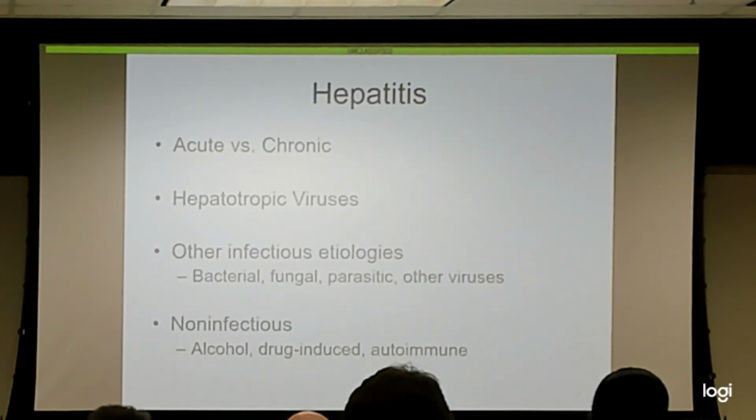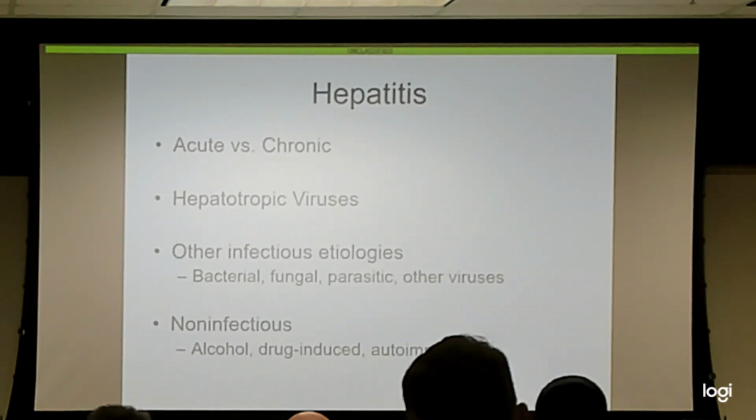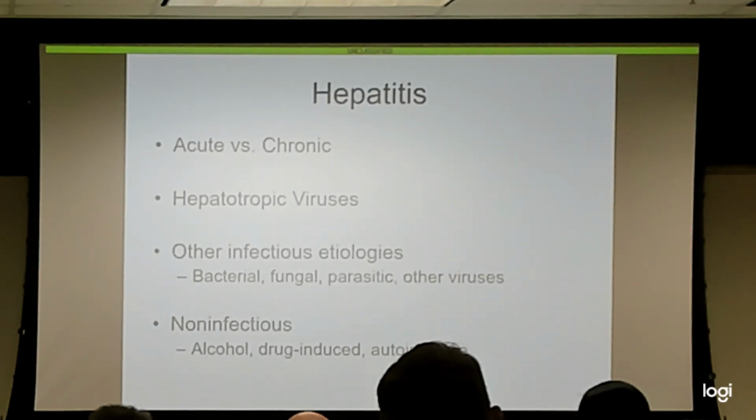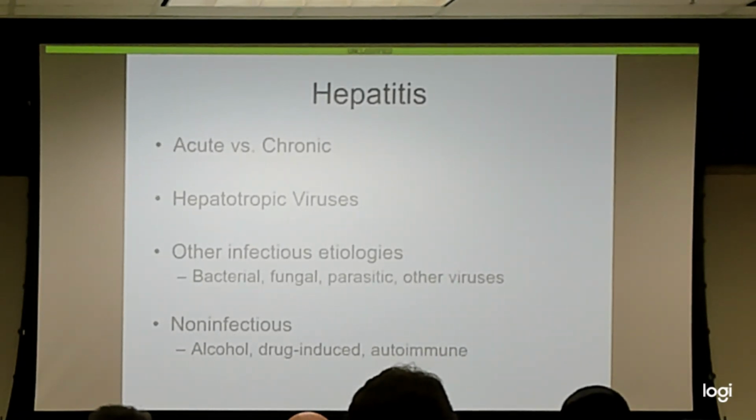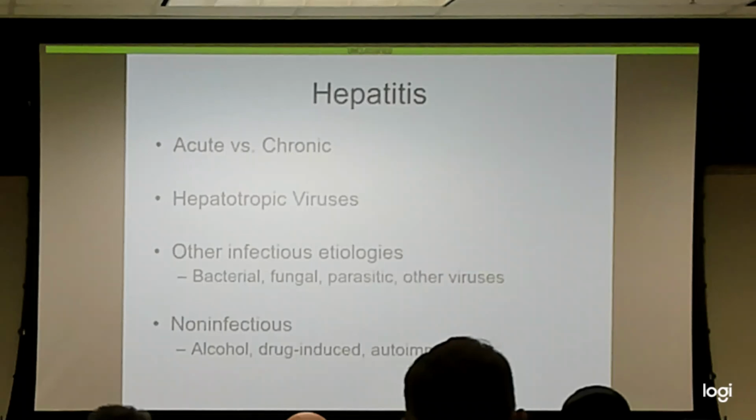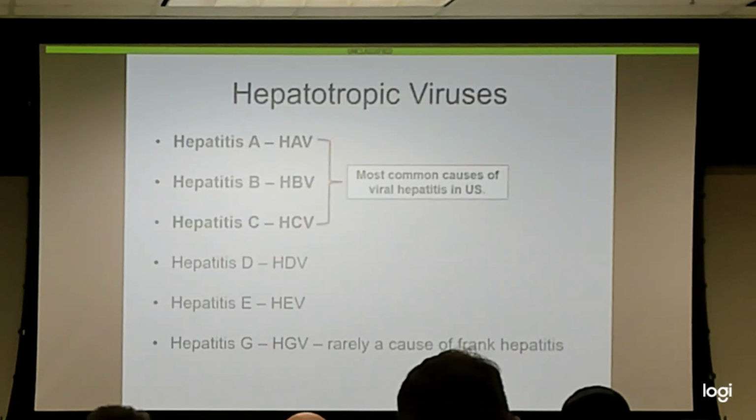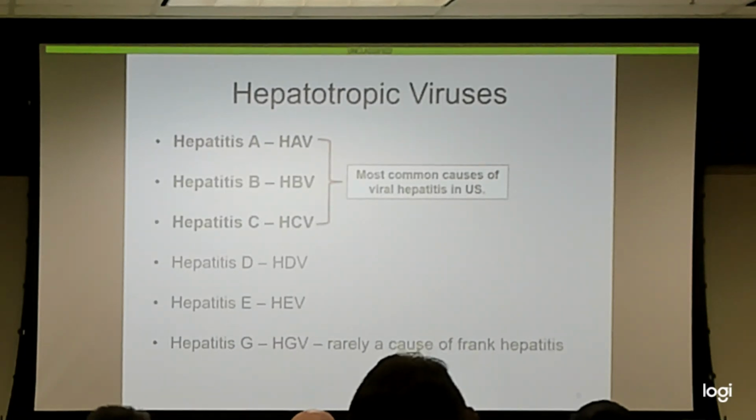For hepatitis, you can get acute versus chronic. We're going to talk about the hepatotropic viruses, other infectious etiologies, bacterial, fungal, parasitic, and other viruses, and some non-infectious hepatitis, so alcohol, drug-induced, and autoimmune. So your hepatotropic viruses are A, B, C, D, E, and G. Your A, B, and C are the most common in the U.S., so those are the ones you're going to see more of. Which ones do we vaccinate for?